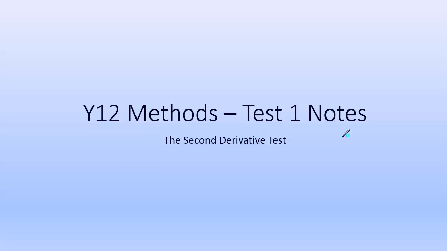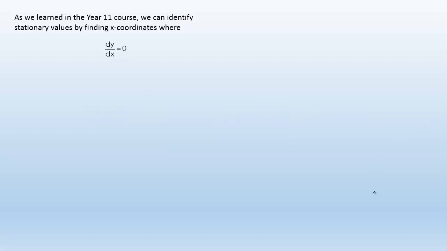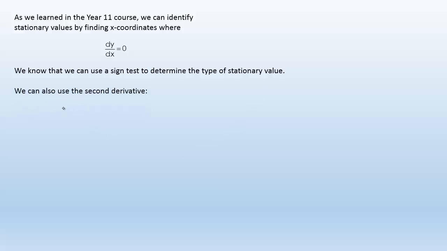The second derivative test. As we learned in the Year 11 course, we can identify stationary values by finding x coordinates where dy/dx is equal to 0. We know that we can use a sign test to determine the type of stationary value. We can also use the second derivative.